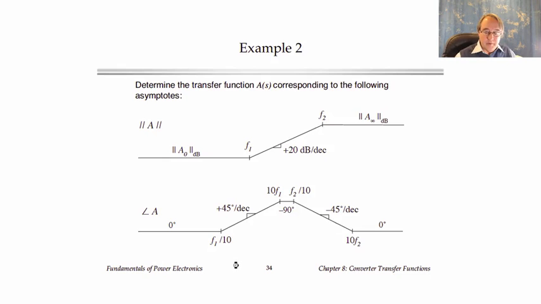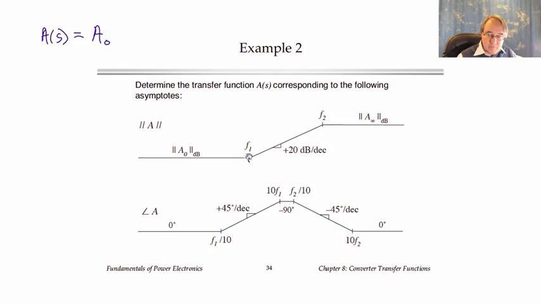Let's do a second example. Here is a set of asymptotes that we're given, and the object here is to write the transfer function. So this is a transfer function A of S, and we're supposed to write what is the expression for A of S. Well, there's more than one way to do this, but one way is to say, okay, we're given what this low frequency asymptote is. It's A0. Here the asymptote is actually expressed in dB. When we write the transfer function, we have to write A0 not in dB, but just as a regular number.